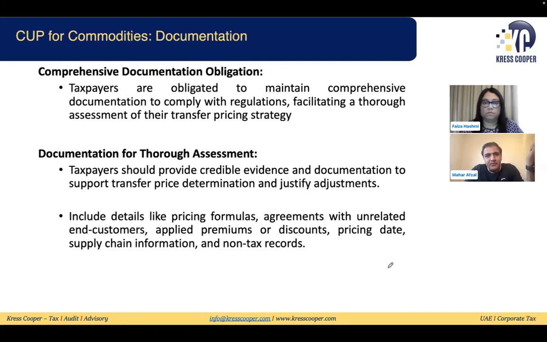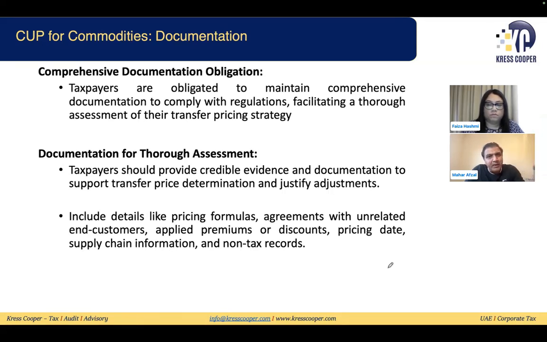Documentation is required, as Ms. Faiza has already highlighted, that we need to maintain the documentation. This documentation is applicable regardless of the method you're applying; the important thing is that whatever method you apply, you need to have the documents. For the CUP, you need to maintain the pricing formula, agreement, end user, applied premium, discount, pricing date, supply chain information, and non-tax record.